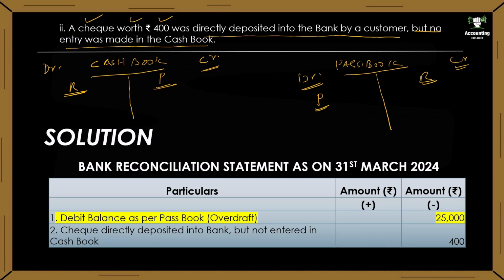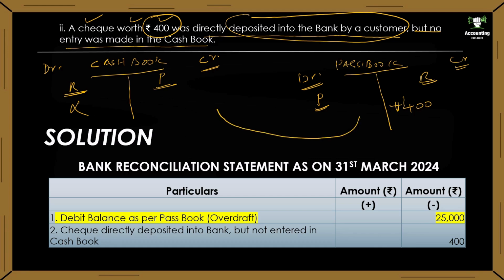Now coming to the question, a check worth rupees 400 was directly deposited into the bank by a customer. So when you deposit a check into the bank, the bankers will put it under the receipts column, right? So under the receipts column, it is added. But no entry was made in the cash book. No receipts is shown in the cash book. You are going from the passbook to the cash book. Since no entry is made in the cash book, to find out the cash book balance correctly, only if you deduct this 400, you will be able to get the cash book balance correctly. So see in the BRS point number 2: check directly deposited into the bank but not entered in the cash book, under the deductions column, 400.